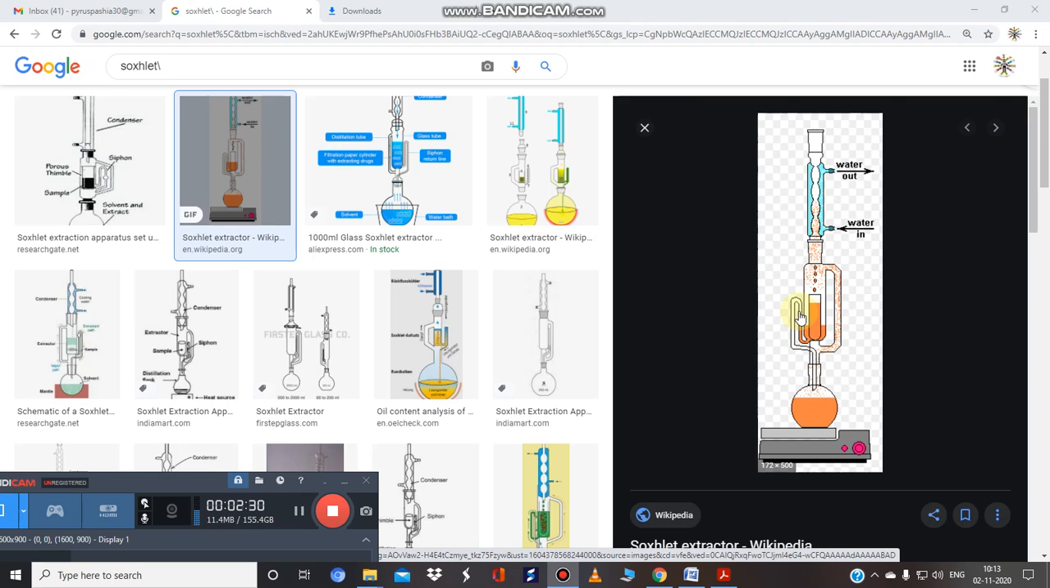Then over here is the siphon tube. This gradually fills, and when the solvent reaches this point, due to gravity it falls back down into the RBF. That's why this method is known as continuous hot extraction, Soxhlation or Soxhlet extraction.